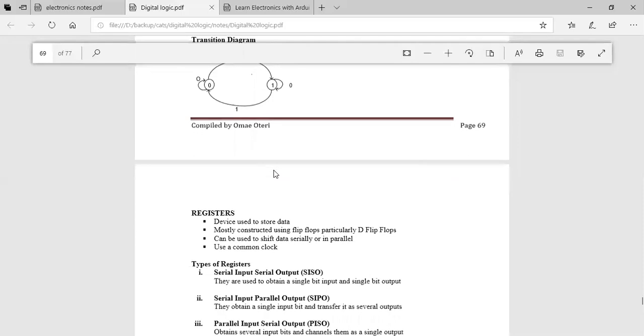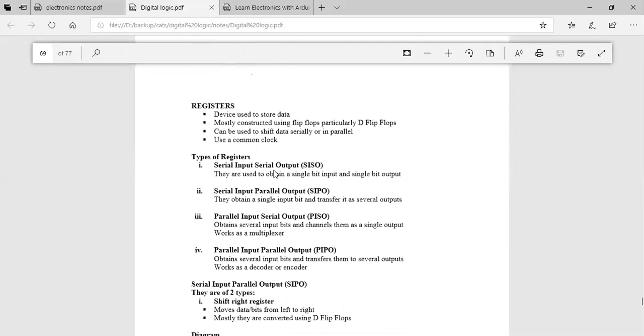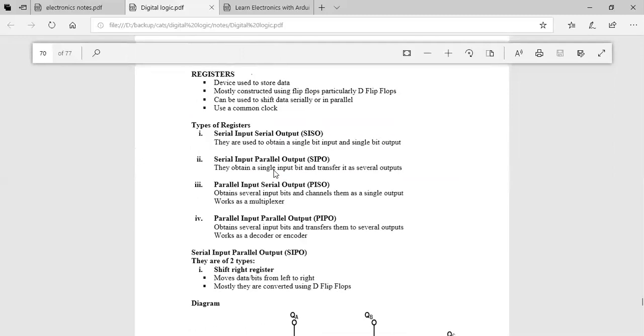So the next one is about registers. This one is a very simple section. I think it will take a very short time to go through. Registers are devices which store data. You have had registers from time immemorial, even in primary school. So they store information. They're developed using flip-flops.